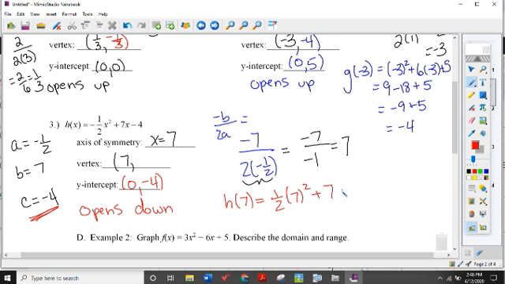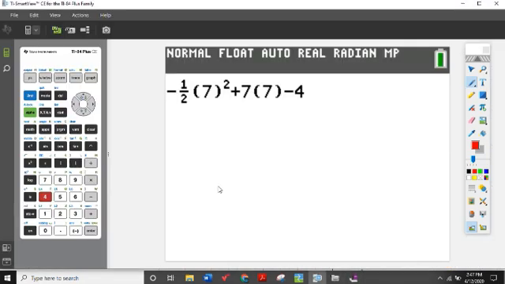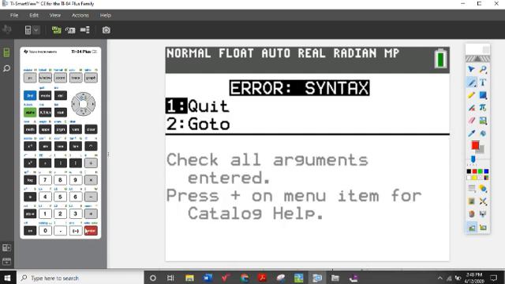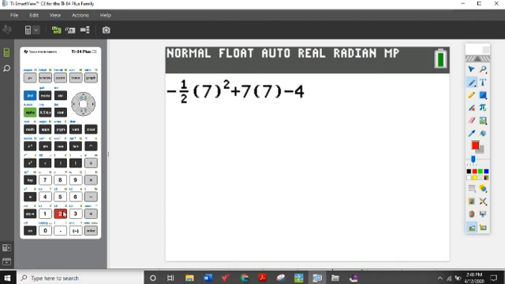So again, if you're using your calculator, in fact, I'm going to go ahead and do this one on my calculator to show you. Let me open it up here. So I've used my calculator and I substituted in 7 where I saw the x. So I have negative 1/2 times 7 squared plus 7 times 7 minus 4. Oops, I think I used a minus sign instead of the negative sign. There we go. Yep, that should work.